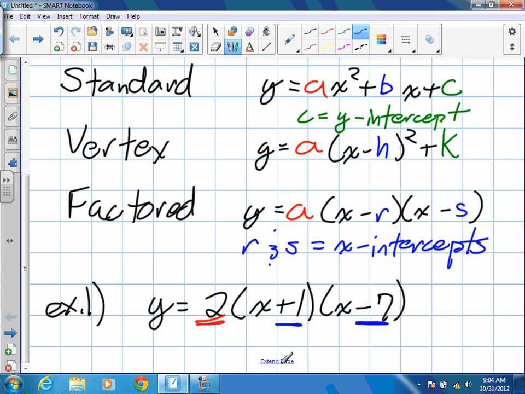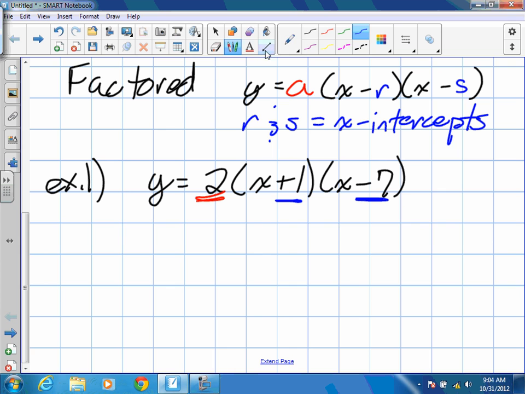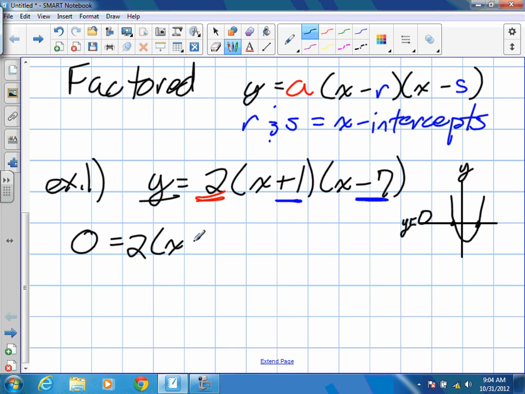Okay, now an x-intercept on a graph, make a makeshift graph here. We have our parabola. Our x-intercept is when the y value is equal to what? Anyone know? 0. That's very important. So an x-intercept is when y is equal to 0. So in order to solve that in the question, what we actually do is we set y equal to 0. So we get 0 is equal to 2, x plus 1, x minus 7.